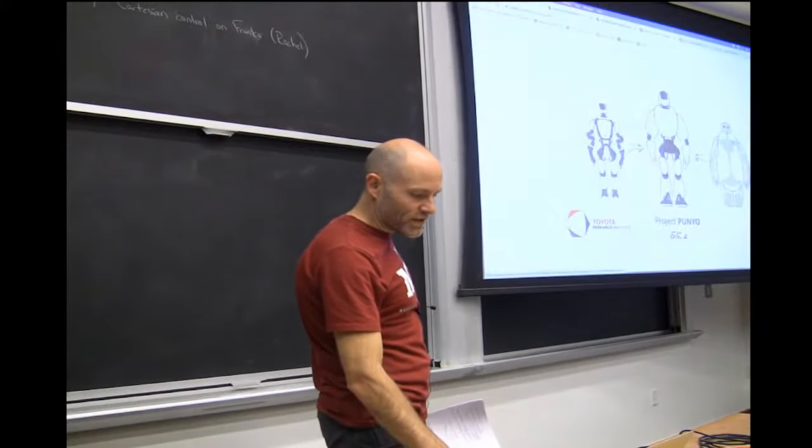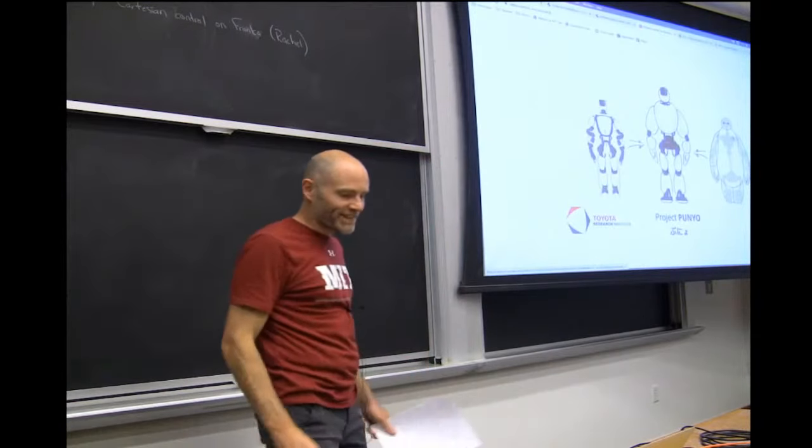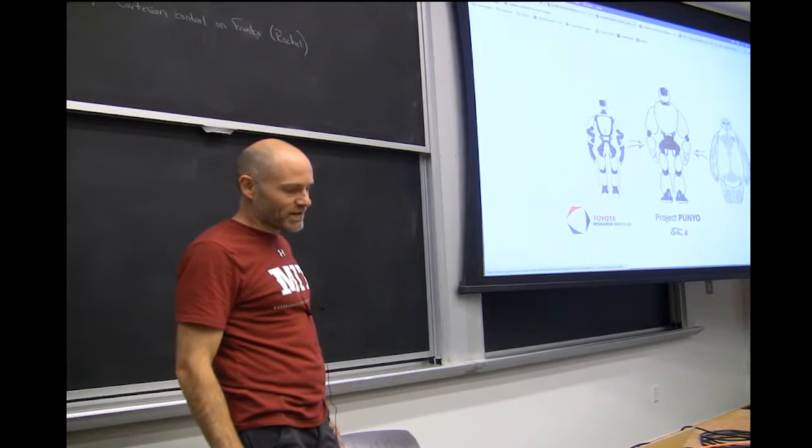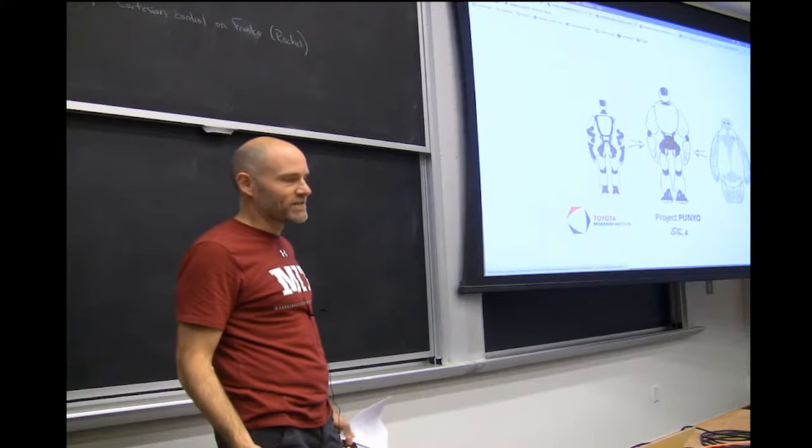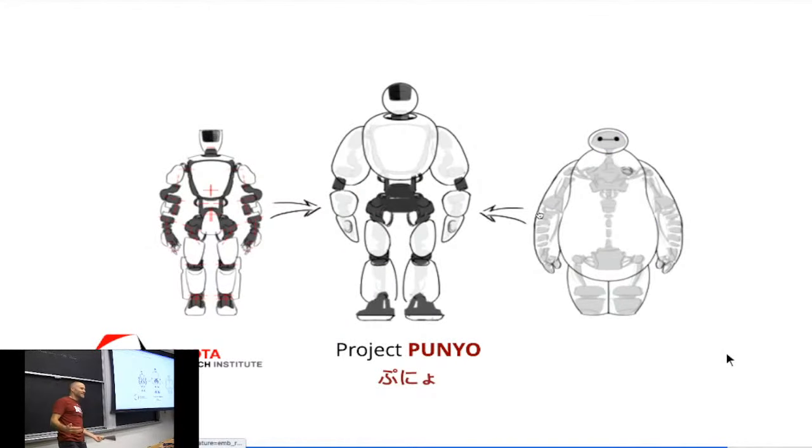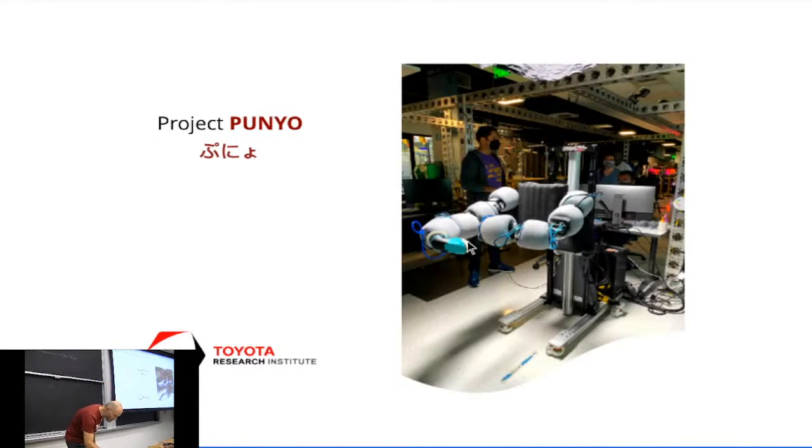So to transition here, there's actually a fun project at TRI trying to build, it's not Baymax, it's Punyo. Punyo means chubby and lovable and a little silly in Japanese. This is actually the Toyota THR robot, which is awesome if you haven't seen it. And that's Baymax from Disney. We're slowly building Punyo. We'll talk more about the tactile sensing later. There are some really nice tactile sensors and soft bubble grippers there that are all open source.